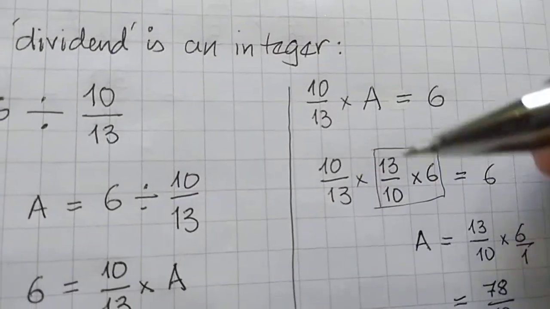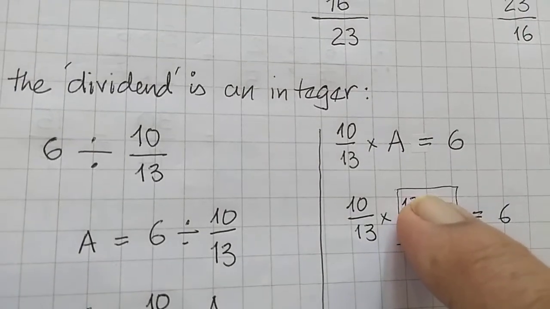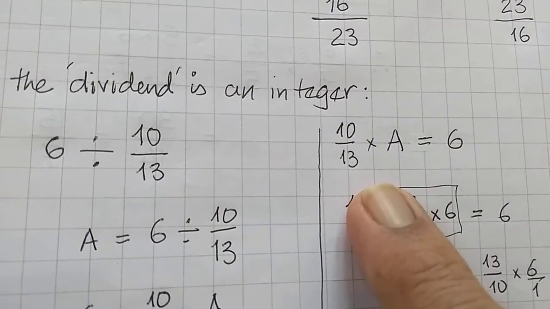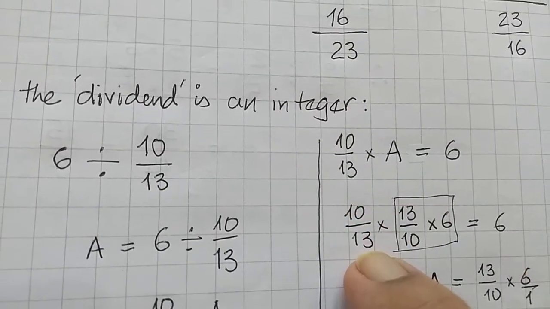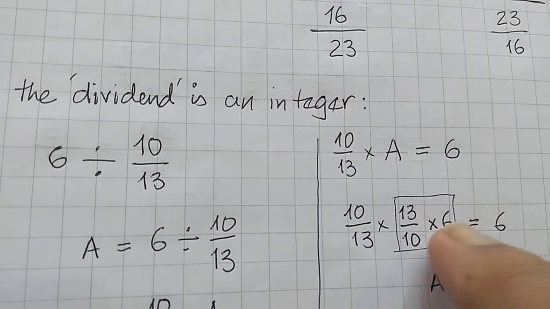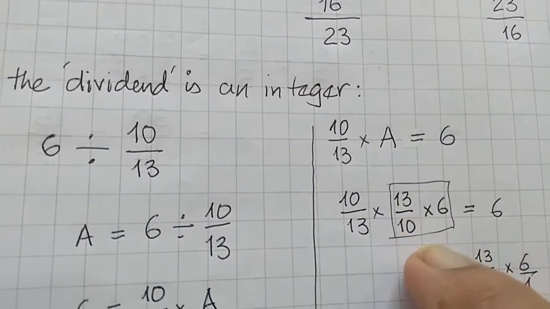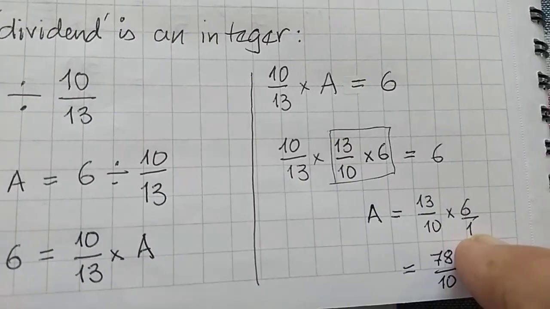So how do I fill this in? The first thing I did was take 10 over 13 and write its reciprocal, 13 over 10, to get rid of this 10 over 13, because 10 over 13 multiplied by 13 over 10 will give me 1. Then I need 6 on the other side, so I just copied 6 here. So the answer is 13 over 10 into 6, and I've written 6 over 1.